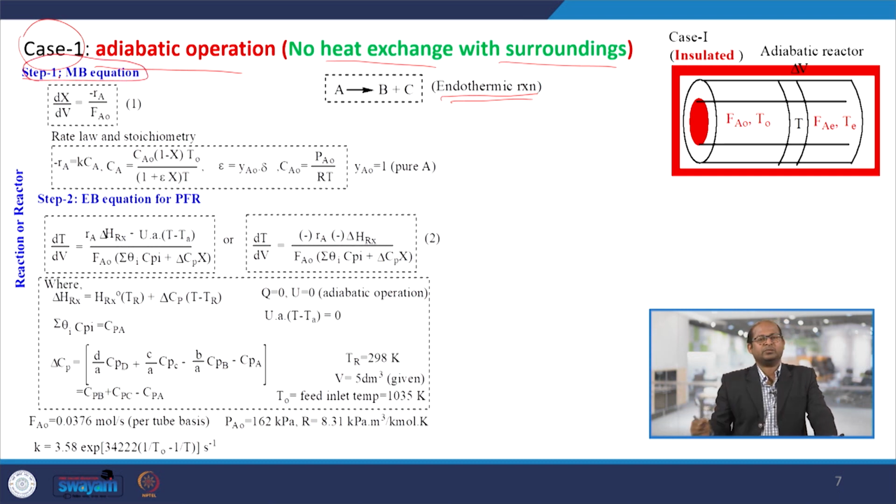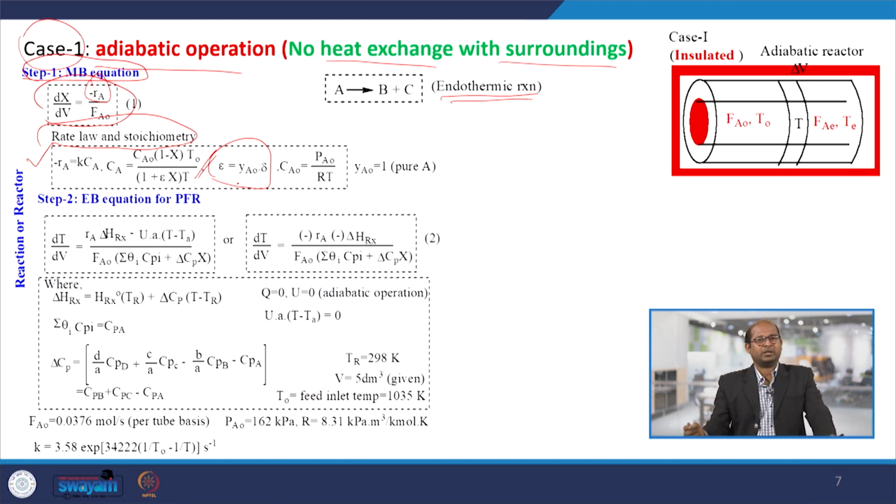Step 1 is the material balance equation, or the design equation for the plug flow reactor. This is equation 1. Then we have to find the rate, so the rate law and stoichiometry. Minus r_A equals k times C_A, where C_A is a function of temperature and conversion, and we must account for the fractional volume change when the reaction occurs.